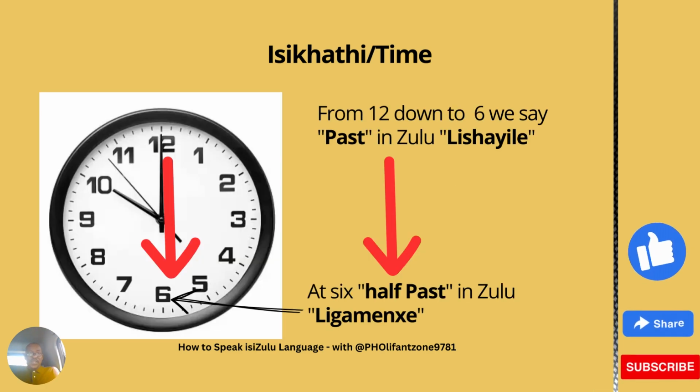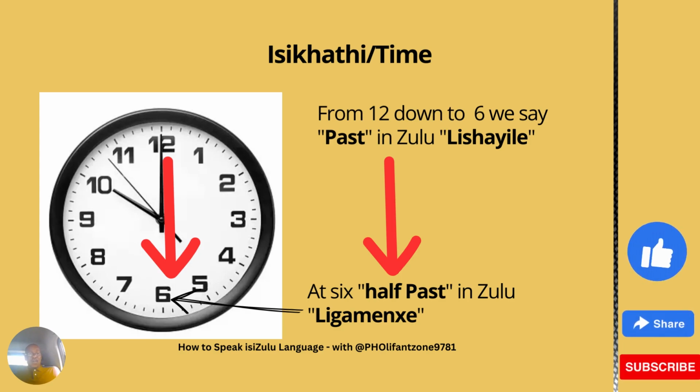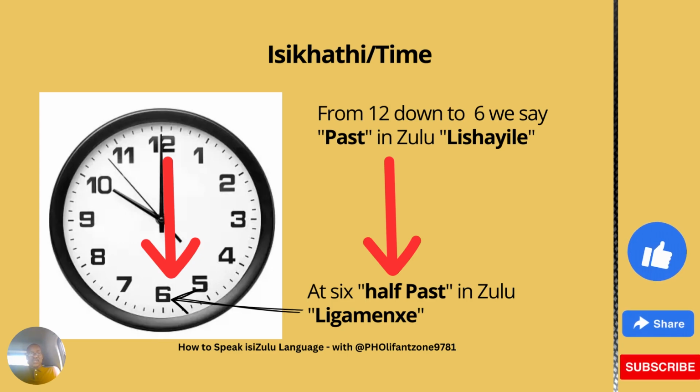So now we set isikhathi from 12 o'clock on your clock, from 12 going to 1, 2, 3, 4, 5, 6, going to the right. All those minutes are after the o'clock, after a certain hour. When we call them, we say the minute and then we say past, because it has gone past the o'clock. So from 12 down to 6, we say past.